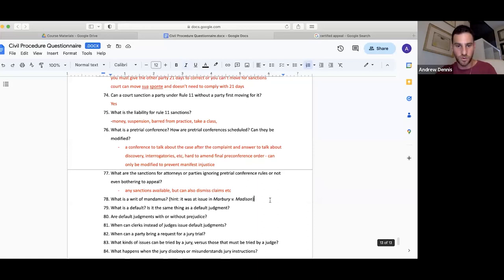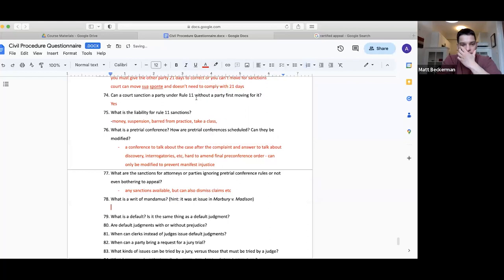So what is a writ of mandamus? Skip that. Is that issued Marbury versus Madison? We can just skip that. Not super important. It's just like ordering a lower, exactly. Let's say a judge is actually the grandmother of one of the parties and refuses to recuse, then a higher court can issue a writ of mandamus saying, move out of the way. Yeah, it's basically a court order.